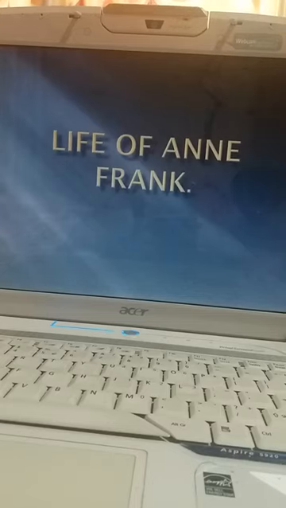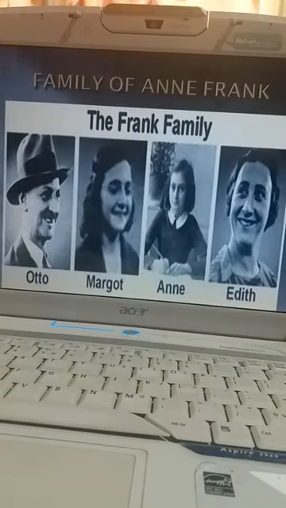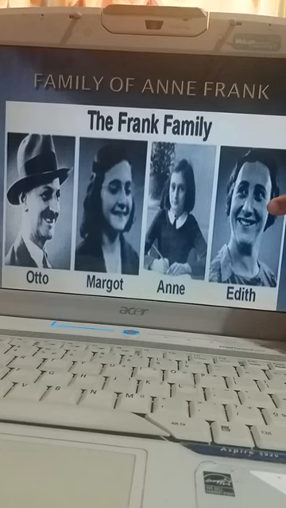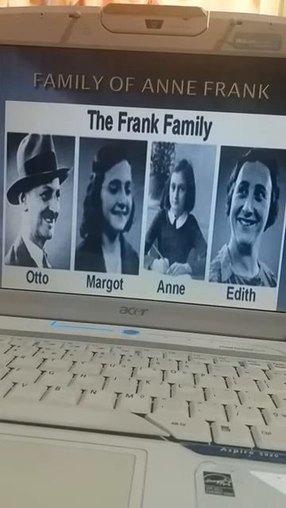Now, Anne had a lovely family. She loved them very much. She respected them very much. But because of the German concentration camps, Anne, her elder sister, and her mother were taken to Bergen-Belsen, and the father was kept in a different concentration camp.